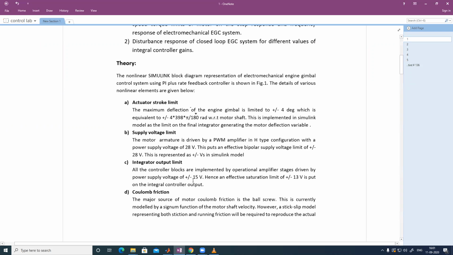And this integrator output limit is where the PI controller is implemented. This is the PI controller. Supply voltage, power amplifier. This is actuator deflection. This one is friction.